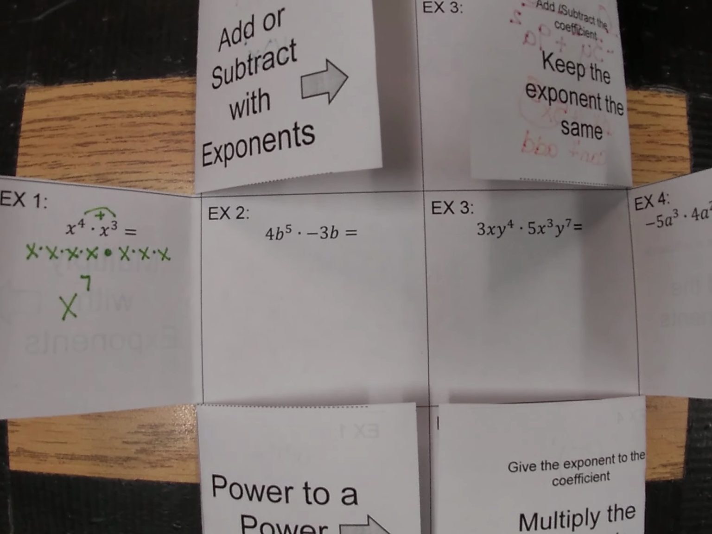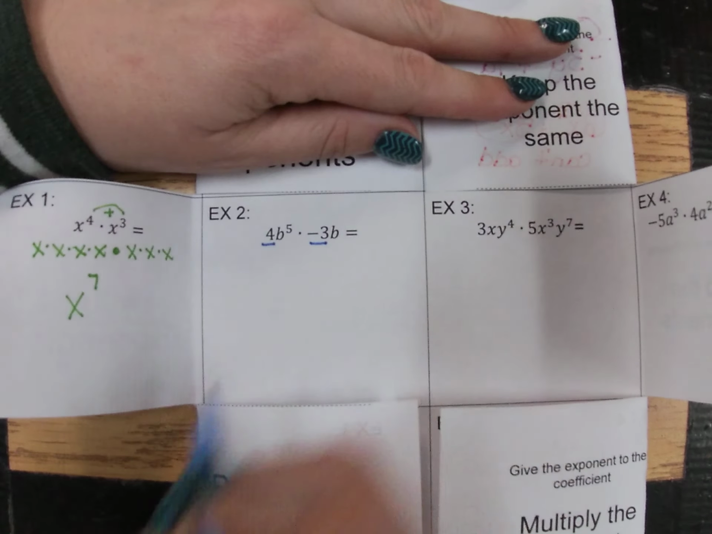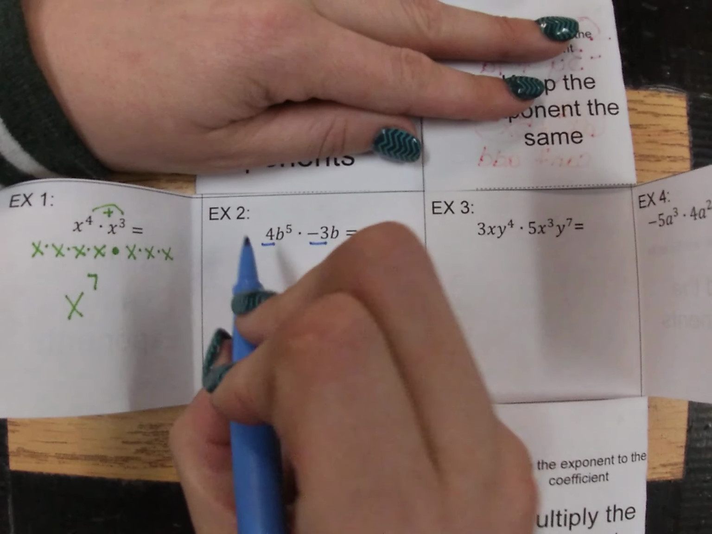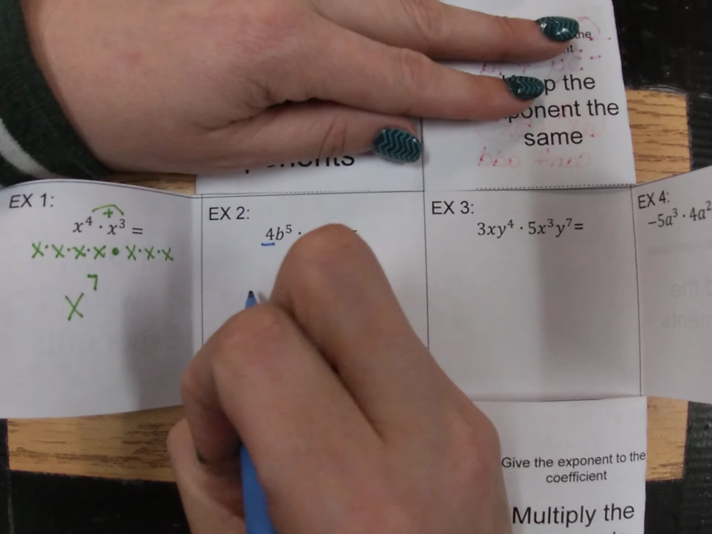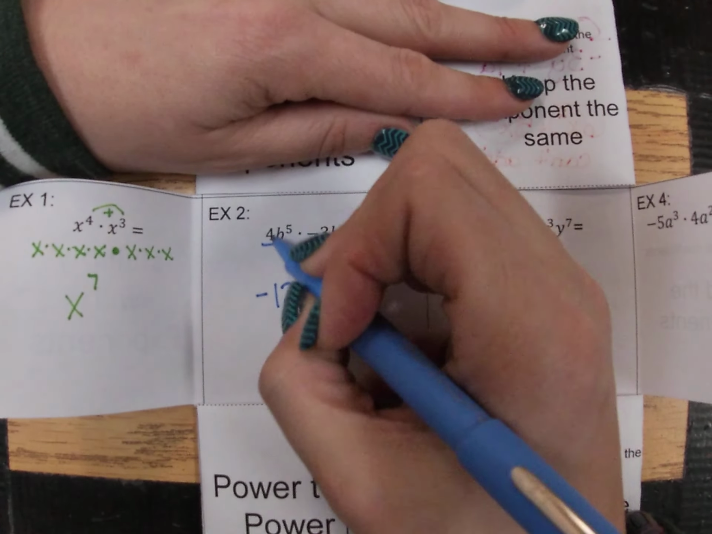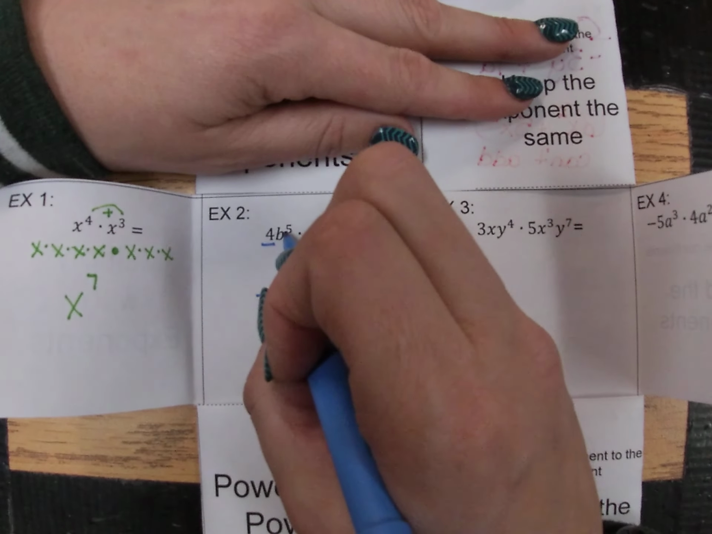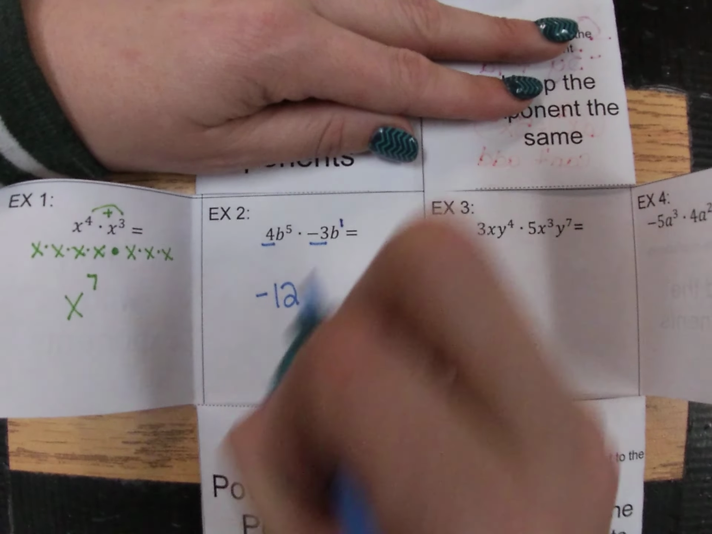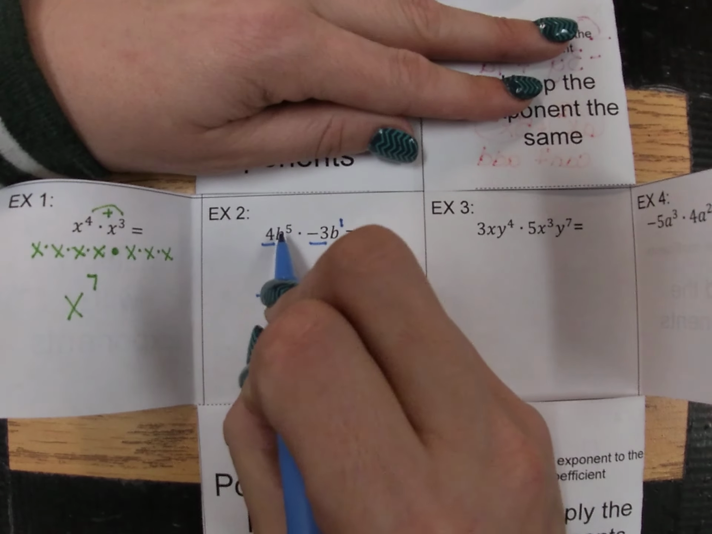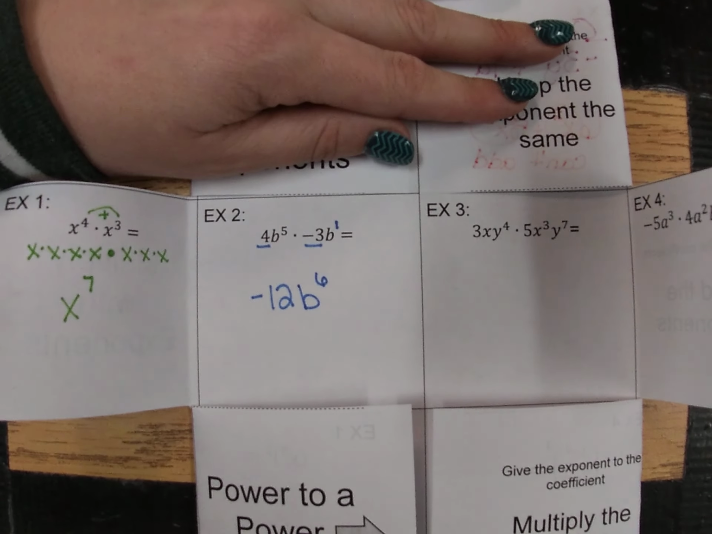So here we have 4b to the 5th times negative 3b. So the coefficients get multiplied just like normal. So 4 times negative 3 gives us a negative 12. That stays the same. The variables, we're taking those and we are adding the exponents. So the exponents do not have to match. We just need to add them. So this has an exponent of a 5, right? We said if there isn't an exponent at all, it is really a 1. So 5 plus 1 gives us a 6. So our answer would be negative 12b to the 6th.